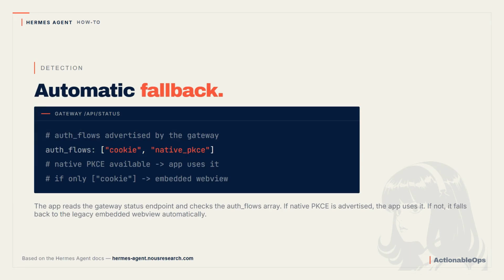The app does not choose between native and embedded. It reads the gateway status endpoint and checks the auth flows array. If native PKCE is advertised, the app uses it. If not, it falls back to the legacy embedded webview automatically.